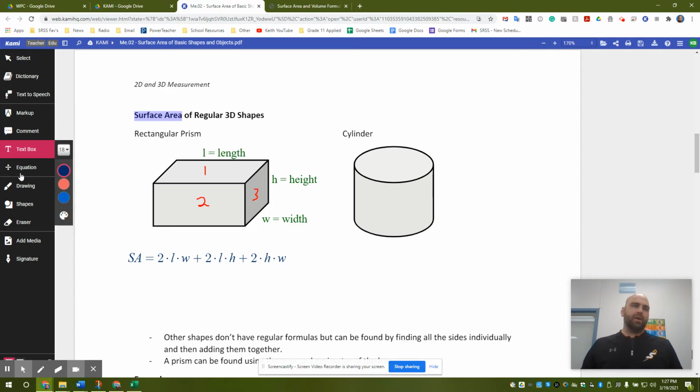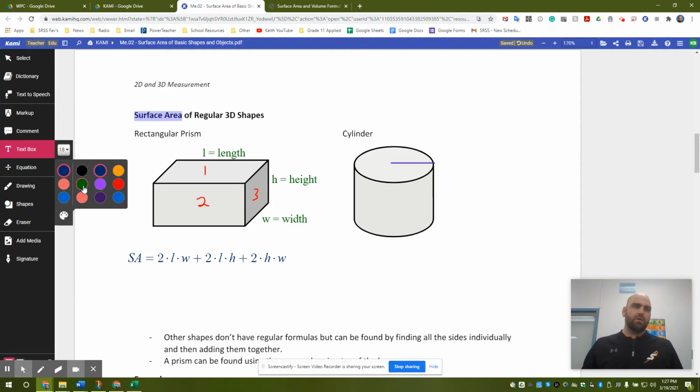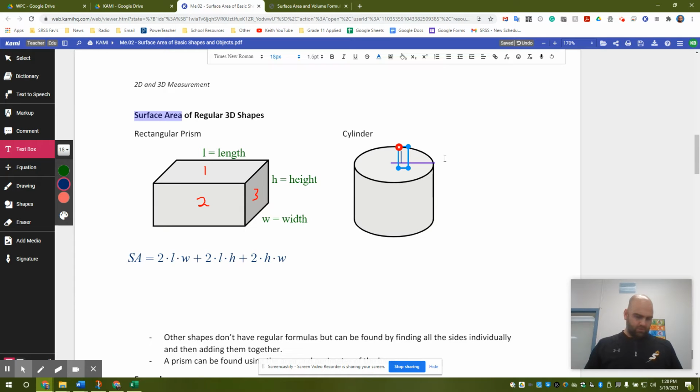A cylinder, on the other hand, again has a couple of different measurements, and we'll put them in there really quick. We have a radius on our cylinder, and so let's write in r equals radius. Okay, now again, if you find the diameter, we just need to divide it by 2 to come up with our radius. Most of you have seen that in the past. And then we have our height, which we could also think of as the length. I'm going to call it the height in this case here.